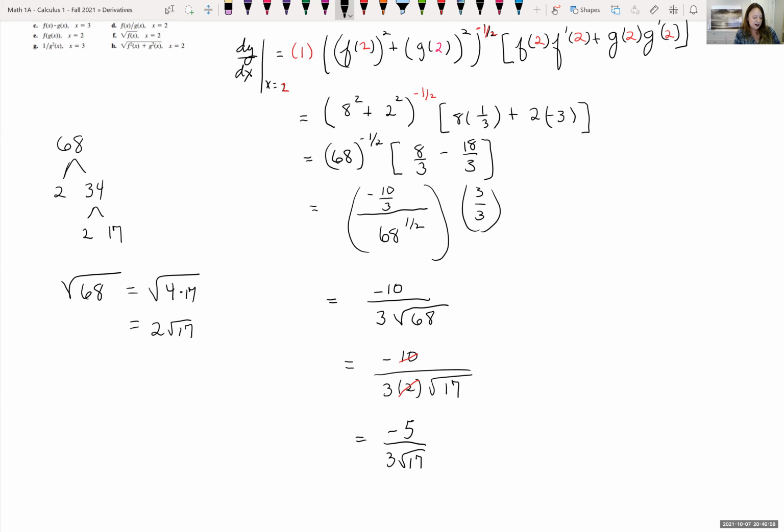I'd be happy you got there, but technically we really don't like radicals in the denominator, so I could rationalize that denominator by multiplying both the top and the bottom by square root of 17. So this gives me negative 5 square roots of 17 all over, well, square root of 17 times square root of 17 is 17, times 3. That's 51.